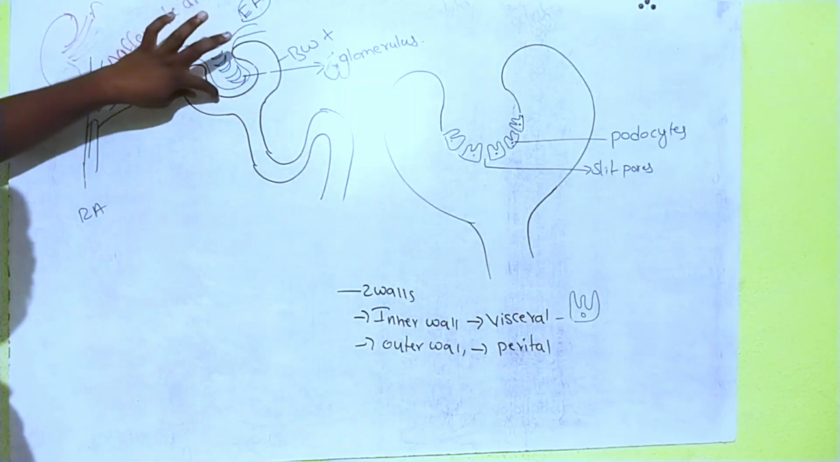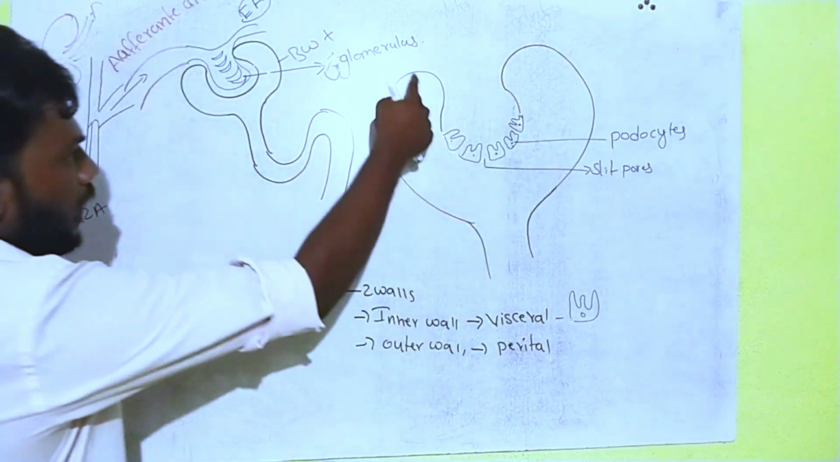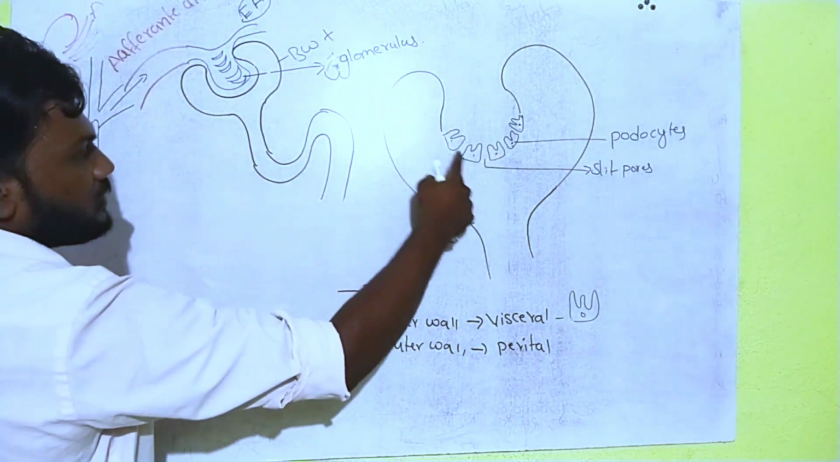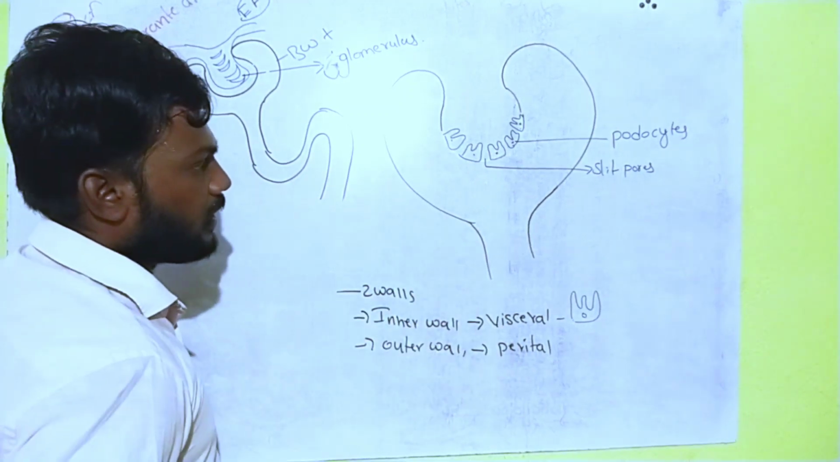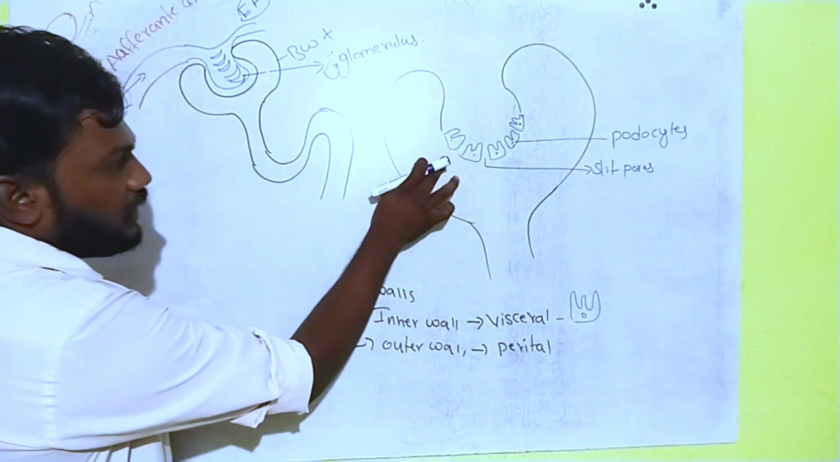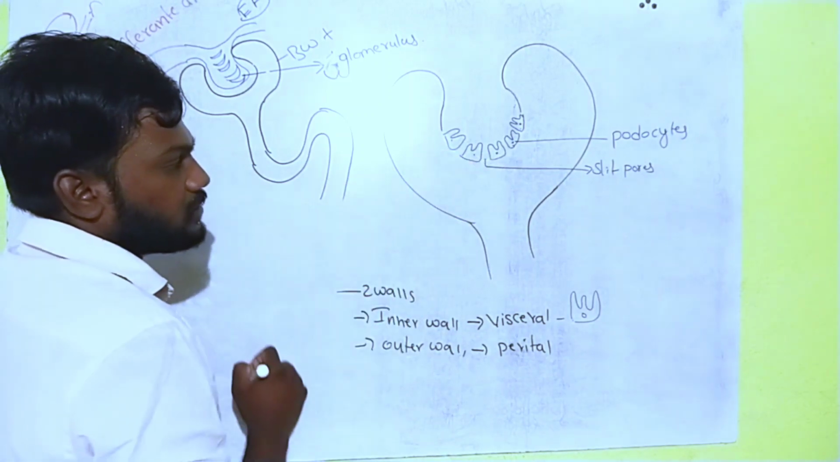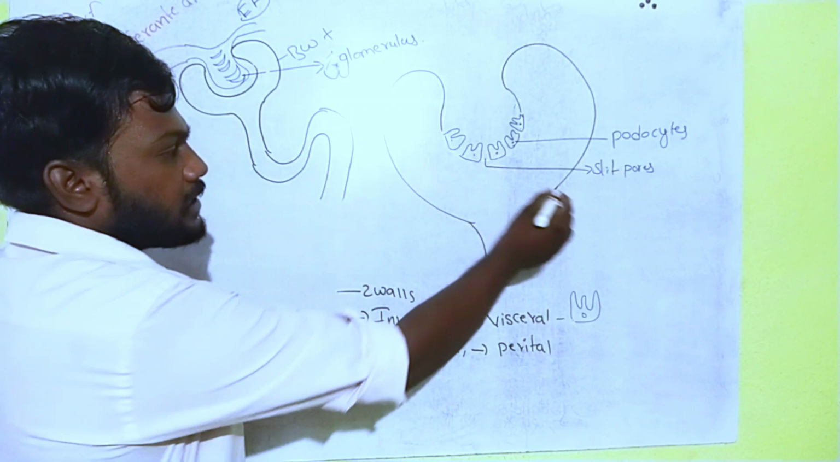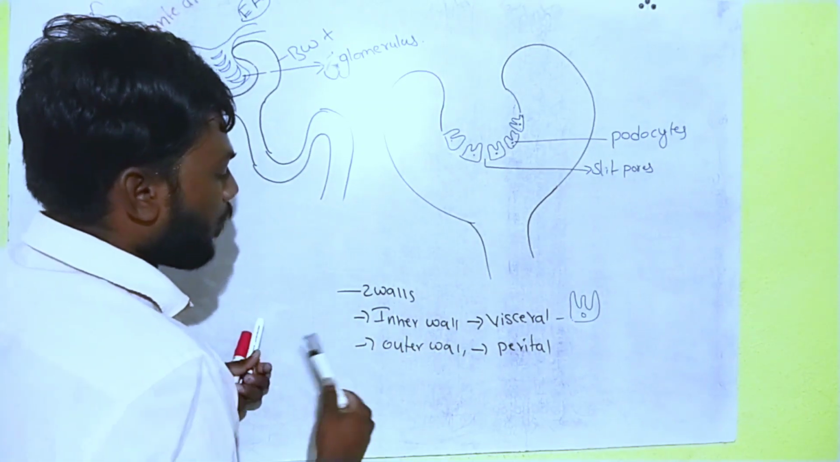What I am saying to you is very easy. This Bowman's capsule has two walls, the inner wall and the outer wall. The inner wall is lined with podocyte cells. This layer we call the visceral layer. In between one cell and the other cell there is some space or gap, that is the slit pores. The next one, we make a diagram of the outer wall.